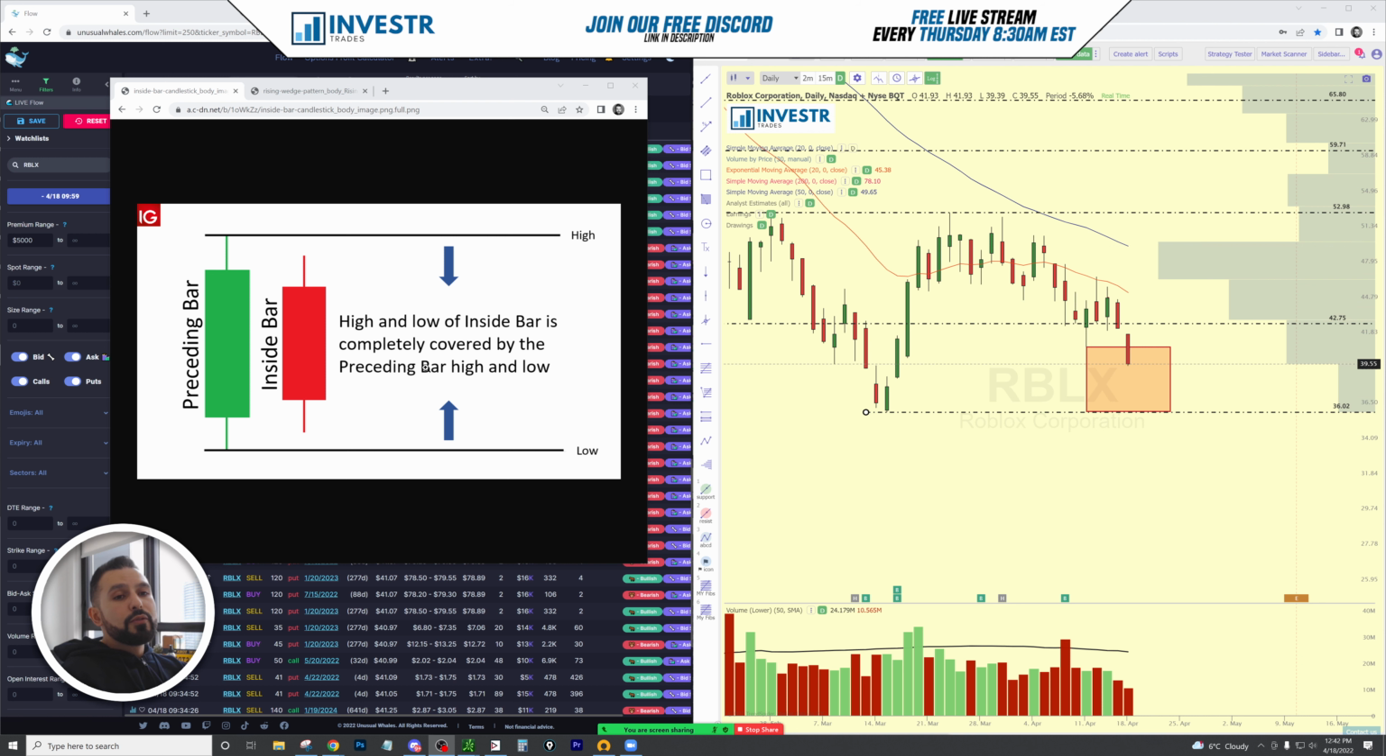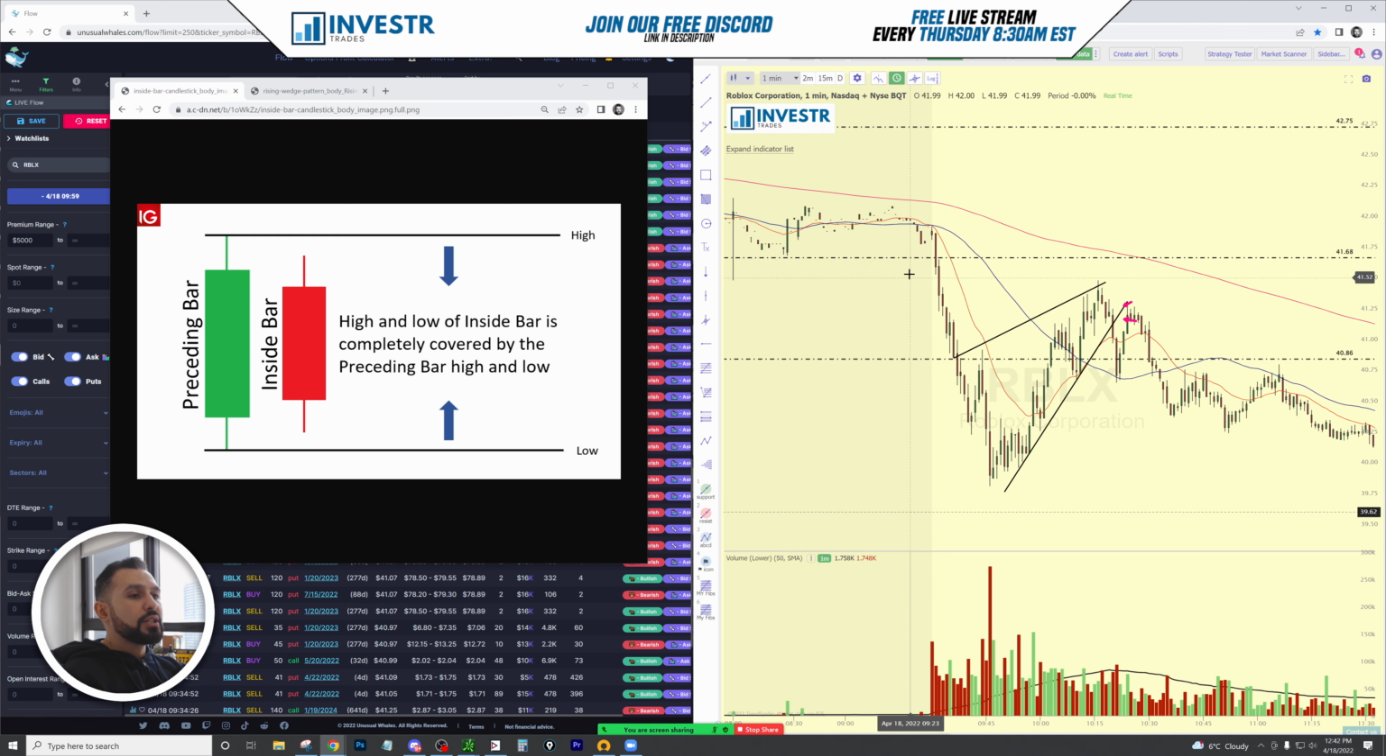For those of you that don't know, an inside day is price action that takes place within the previous high and within the previous low. You can see right here, our inside day on Roblox happened to be on Thursday. The high is within the prior high and the low is within the prior low. So if this prior day's low is broken, we could take advantage of the move downwards. Now let's take a look at the intraday time frame.